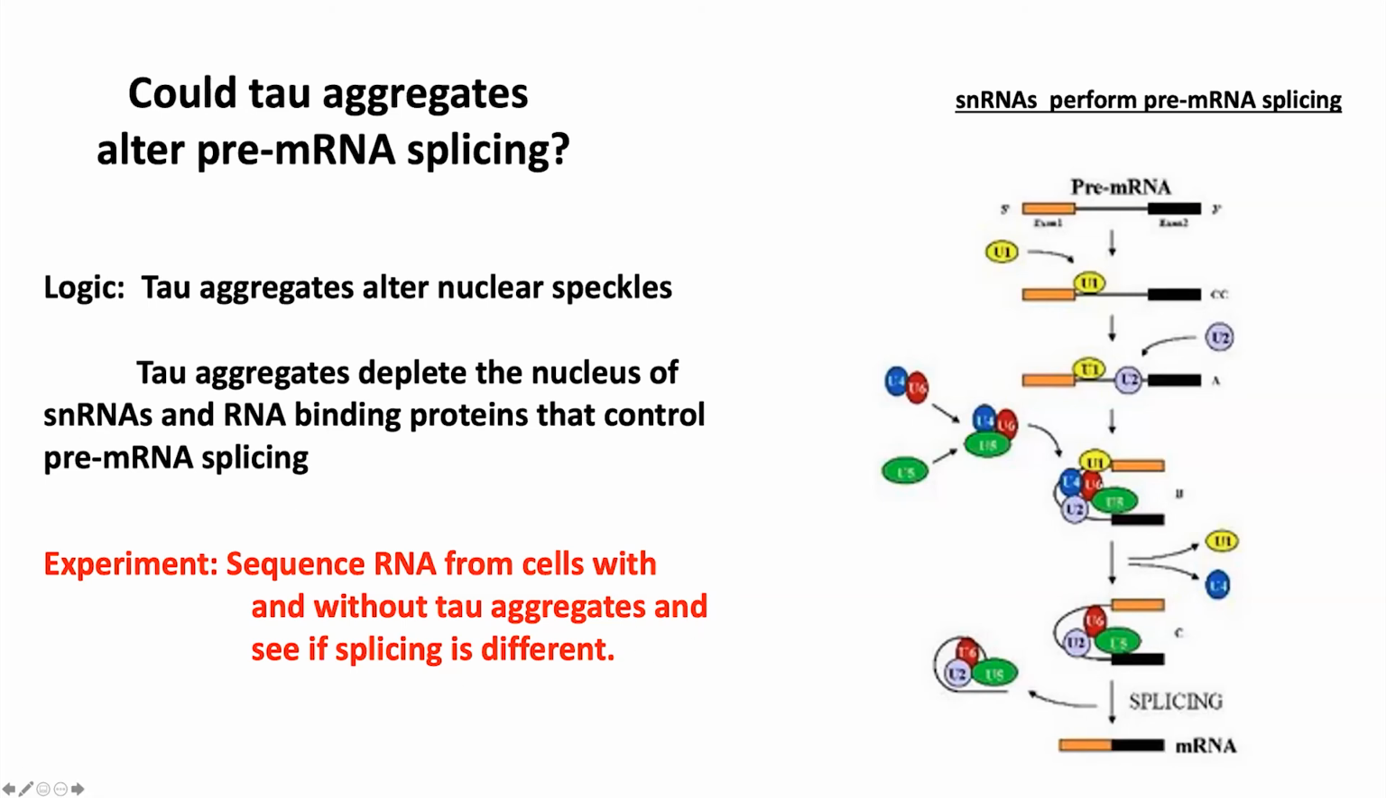And the logic there is that tau aggregates form in nuclear speckles and alter them. The tau aggregates deplete the nucleus of, I showed you RNA binding proteins, but they also deplete some of the snRNAs that end up in those cytoplasmic aggregates as well, just like the proteins. And so maybe this process of splicing is now changed both because these RNAs and the proteins that are regulating this process are depleted from the nucleus. And so we took cells with and without tau aggregates, and we sequenced the RNA from them to see if splicing had changed.